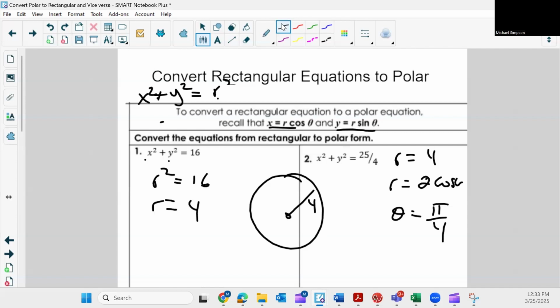Okay, good. Again, when you see a circle in rectangular coordinates, to convert it to polar, replace the x squared plus y squared with r squared, and then take the square root. So r is equal to 4 is the equation we're looking for. Good. Those are the easy ones though. Let's do number 2 real quick.